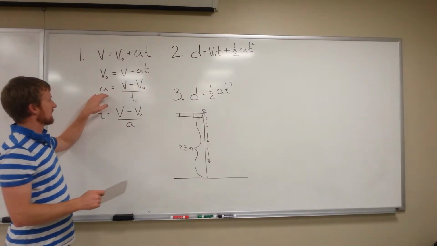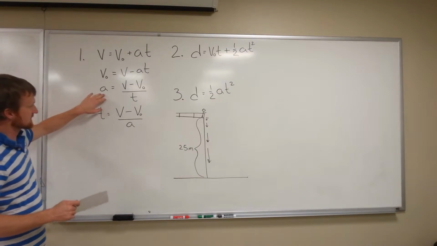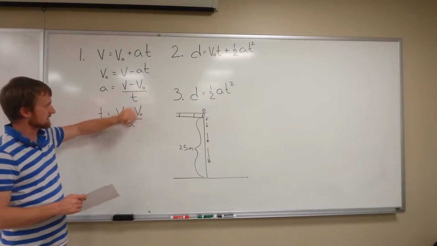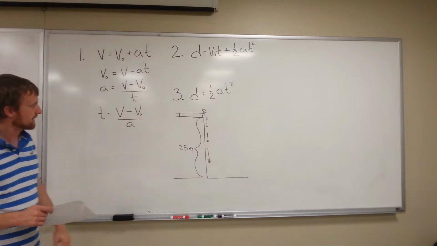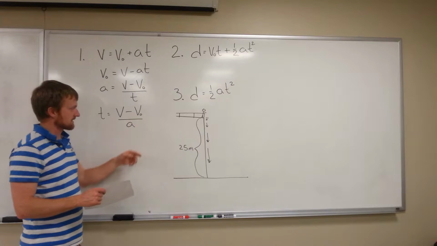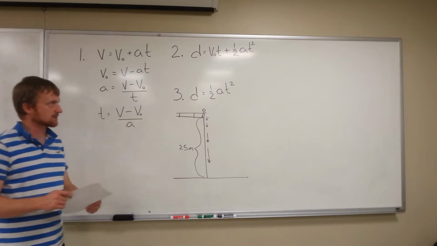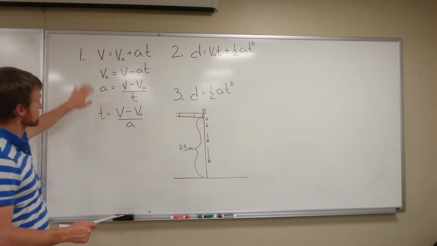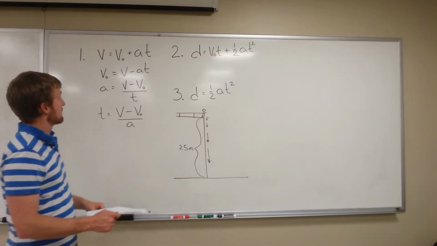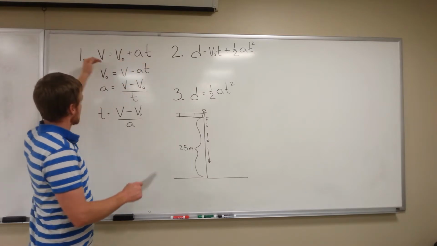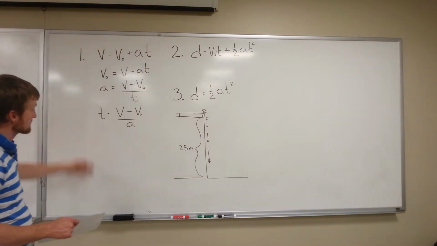Okay? And here's where it's equal to acceleration: final velocity minus initial velocity over time. And here we have time is equal to final velocity minus initial velocity over acceleration. Okay? There's just all 4 variances of that same formula. There are 4 different parts to this formula, and there are 4 equal signs.